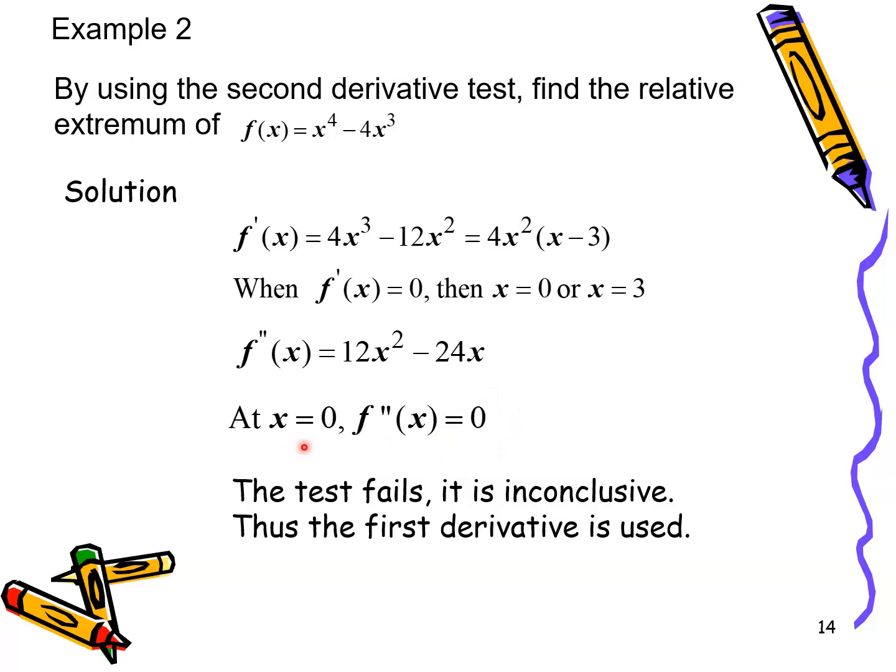You just check it back. When you have this x value, you substitute this value into the second derivative. And remember, when you get this also equal to 0, the test fails. It is inconclusive. Thus, the first derivative is used, because both the first derivative and the second derivative equal to 0. So the test fails. So the first derivative is used.